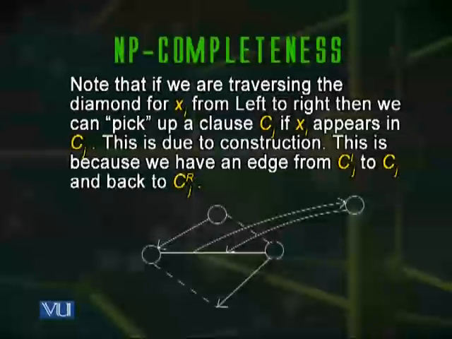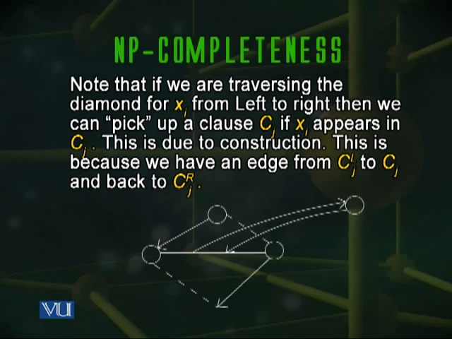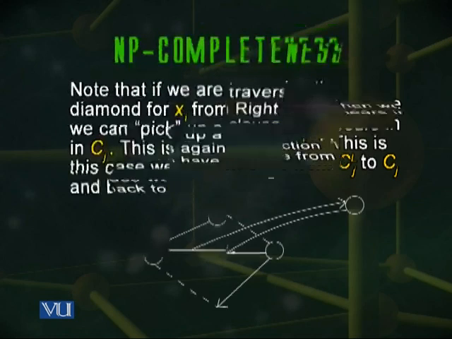Let's look at the figure. In this case, we're going through the diamond in a zigzag fashion and we're picking up the clause because we have an edge from Cj sup L to the clause vertex Cj and back to the vertex Cj sup R, and we can continue our journey in the zigzag fashion.